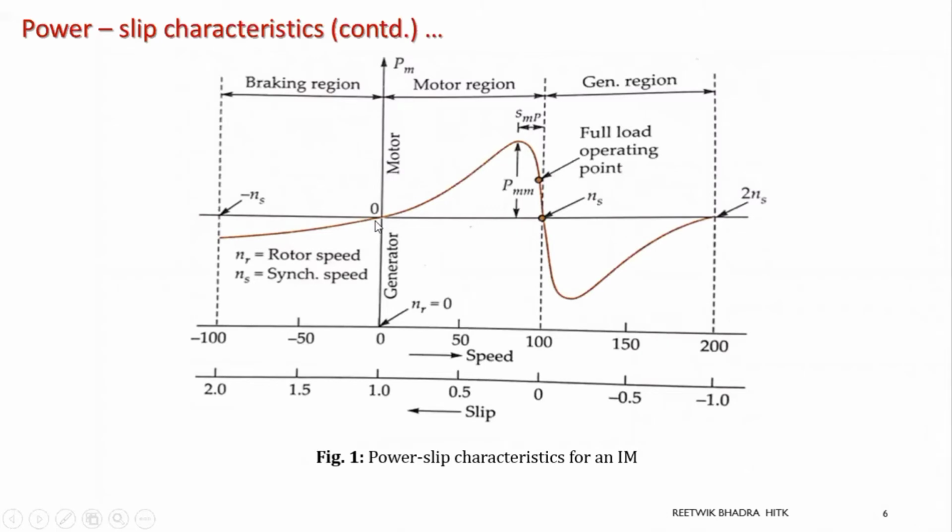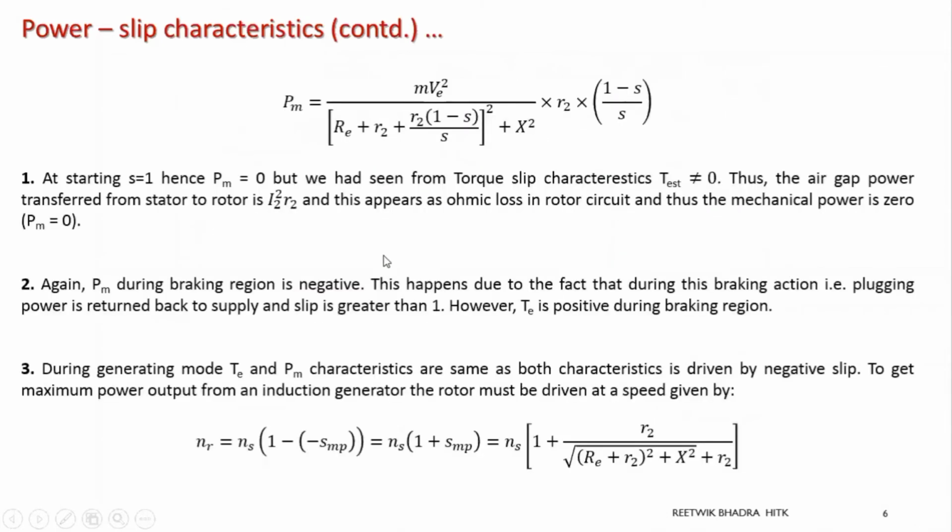What happens in braking? If you recall, in plugging, what happens? Power is fed from the motor to the supply. So if power direction changes, obviously my power will be negative. So that's why your power is negative. That is, power is returned back to supply when slip is greater than 1.